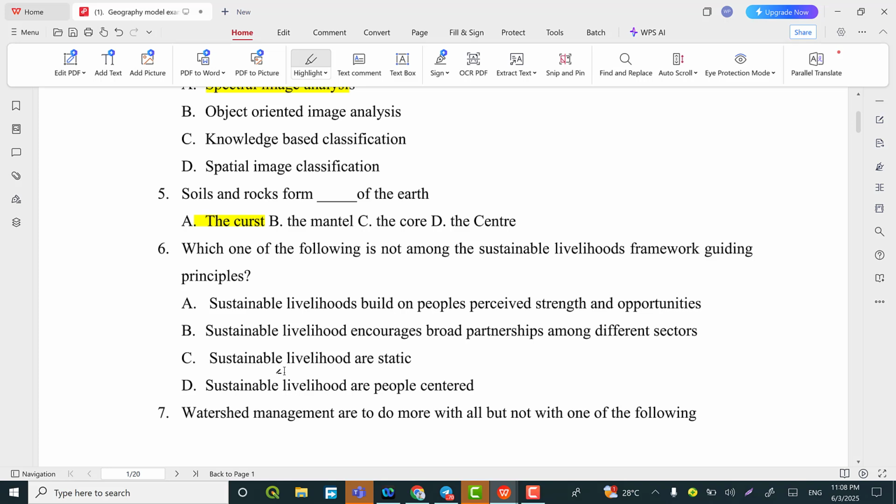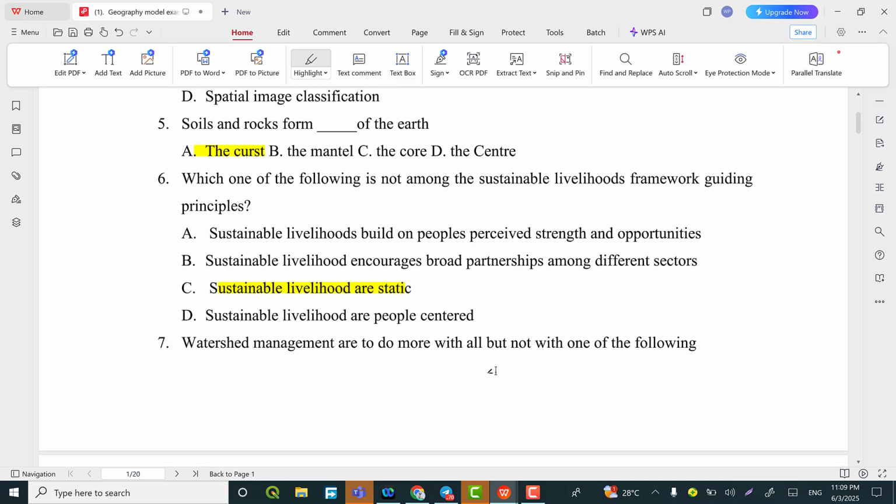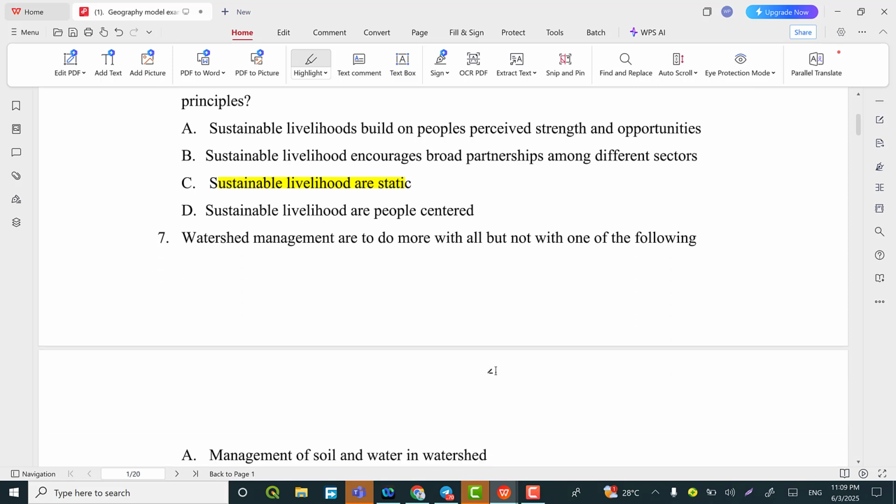C. Sustainable livelihood are static. No, sustainable livelihood is dynamic because there is broad partnership among different sectors, and it considers the strengths and opportunities. So this is not the answer. That means this is not related to the sustainable livelihood framework guideline. D. The sustainable livelihood are people-centered. Yes, sustainable livelihood is people-centered, and it considers the future generation as well.